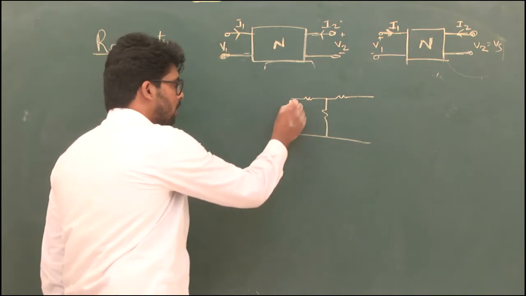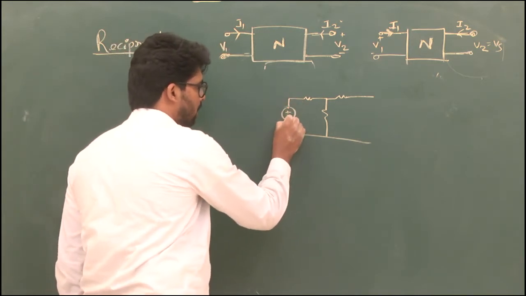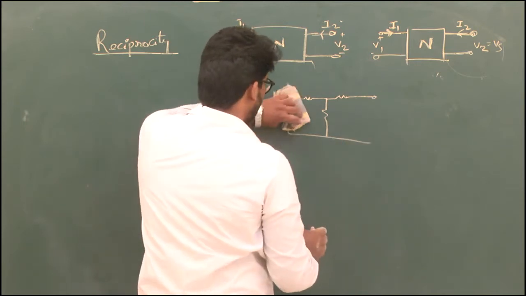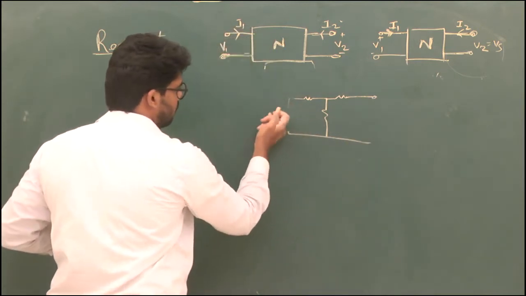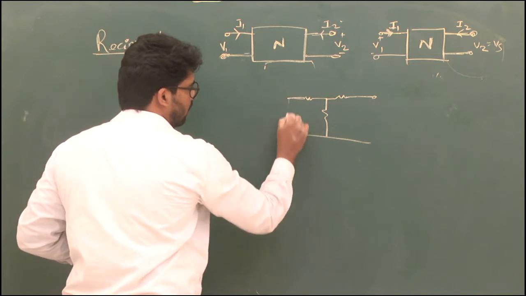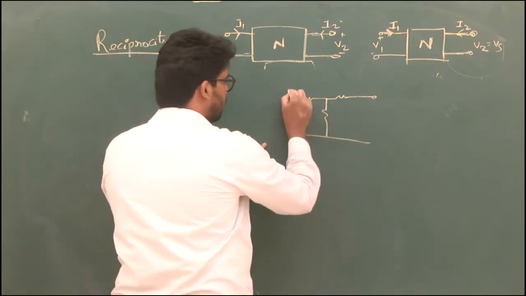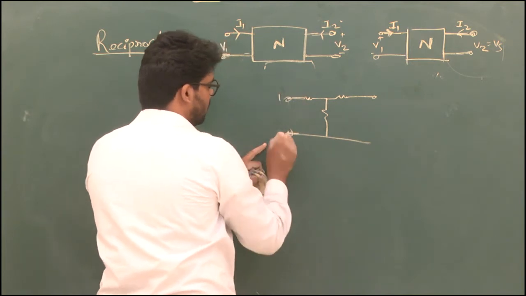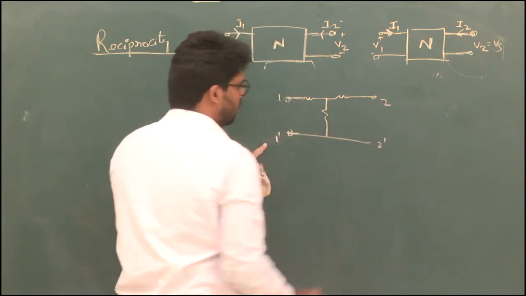So I'm having a source here. I'm keeping a source here, and I'm saying this is a two-port network. Now it is a two-port network, right? Convinced? This is a two-port network. This is node 1 and 1 dash. Let us take this 1 dash, and 2 dash.